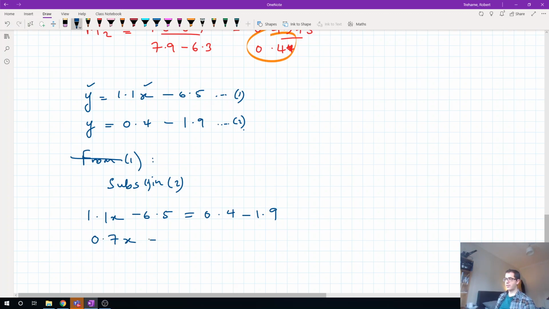And then I've got minus 1.9 plus 6.5 on the right. Too lazy to use my brain today, so that's minus 1.9 plus 6.5, which is equal to 4.6. Okay, which means that x is equal to 4.6 over 0.7, which equals about 6.57.